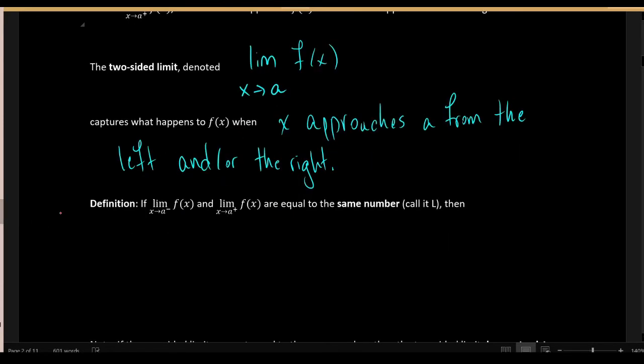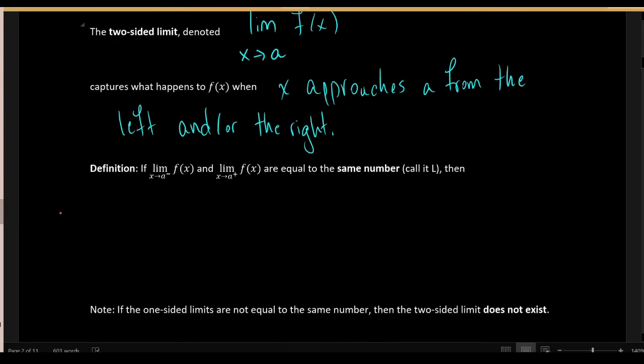Now, the two-sided limit is something that we only ever talk about when both of the one-sided limits are equal to exactly the same number. So, suppose that you have a situation where your left-sided limit and your right-sided limit are equal to exactly the same number. Let's call that number L. In that case, we say that the two-sided limit as x approaches a is equal to this number L.